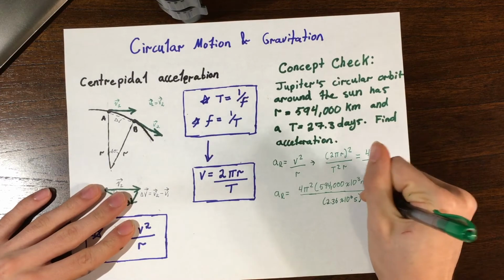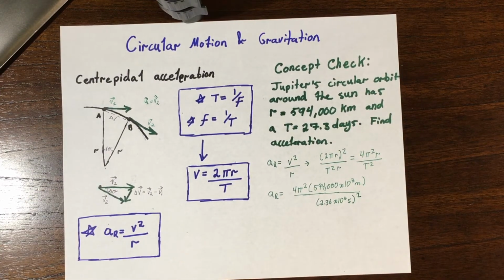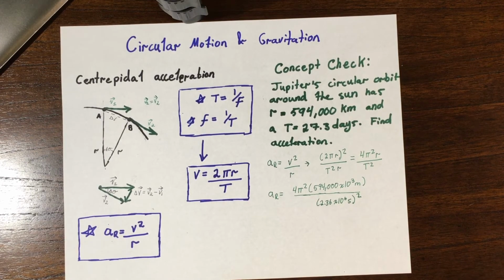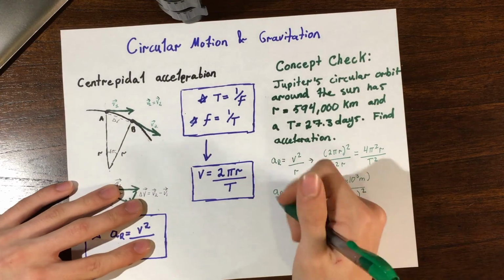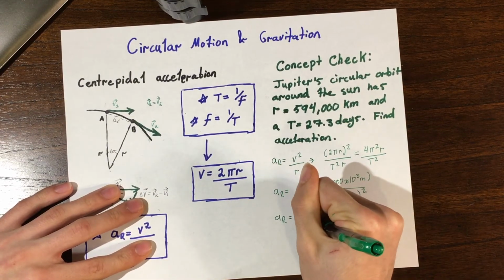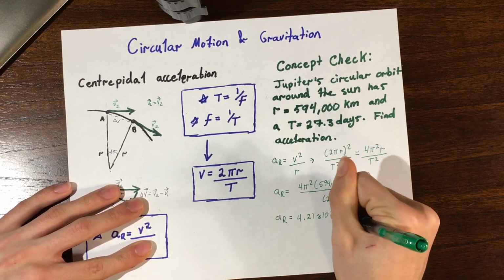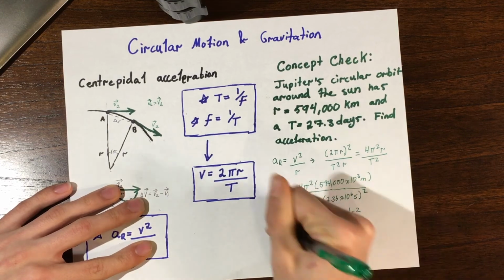Actually, you have to square the time. Remember, I forgot to square the time. So I'm going to do that one more time: 2.36 times 10 to the 6th seconds, squared. And you get a very small centripetal acceleration of 4.21 times 10 to the negative third meters per second squared.